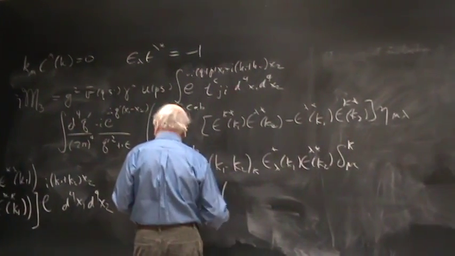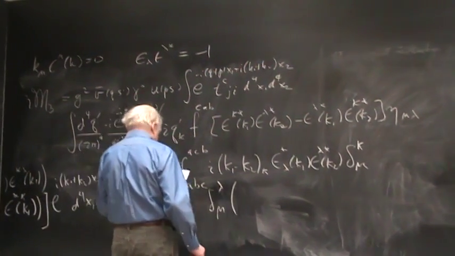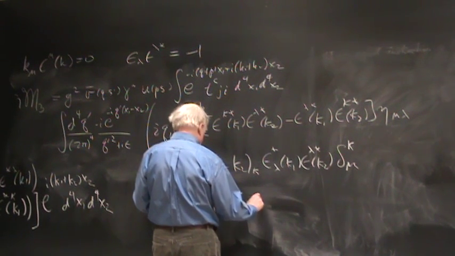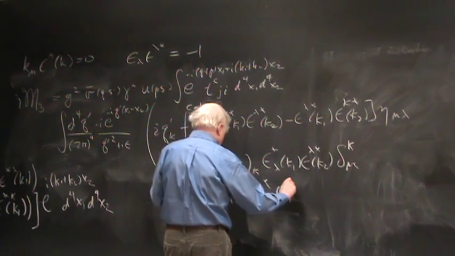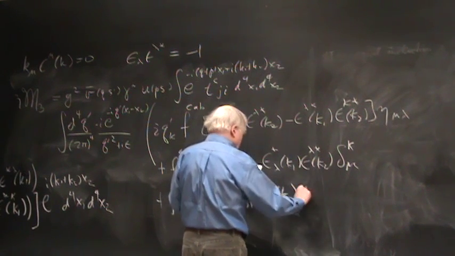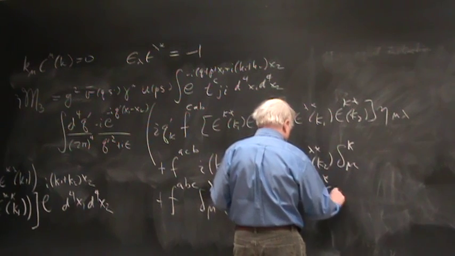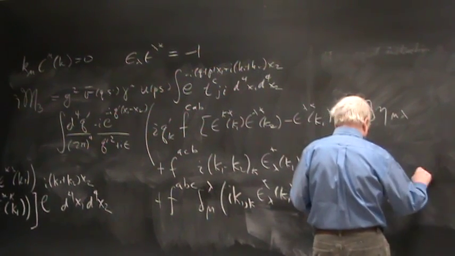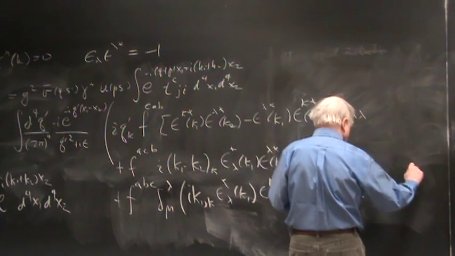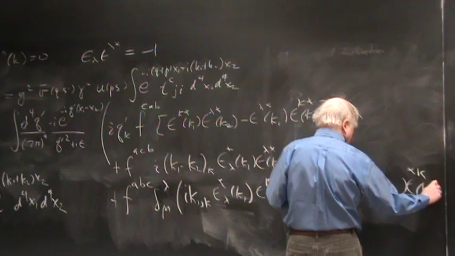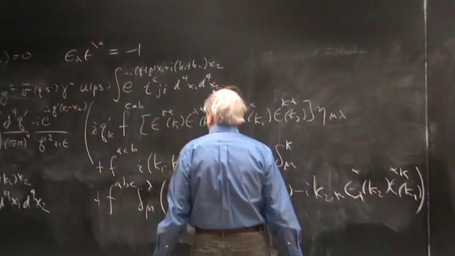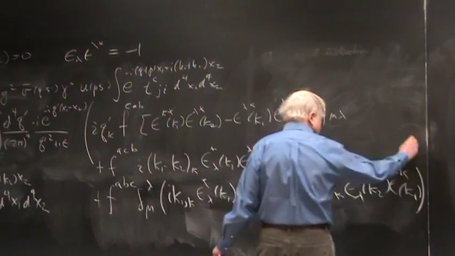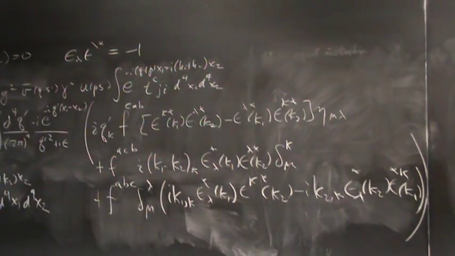Delta lambda mu. And now it's this structure here, and I'm just going to write it: K1 kappa, epsilon star lambda K1, epsilon kappa star K2, minus i K2 kappa, epsilon star lambda K2, epsilon star kappa K1. All right, okay, so that's the whole nine yards there.